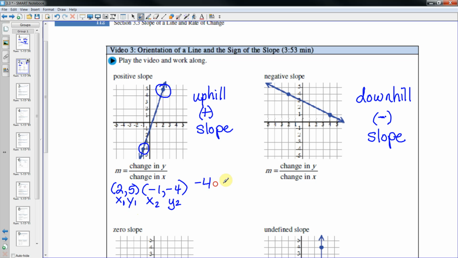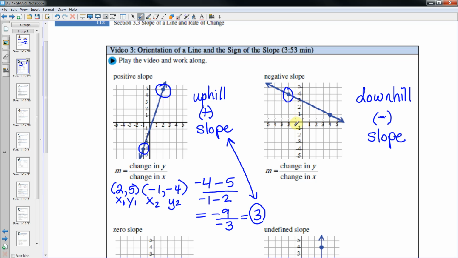And then let's go to our formula. y2, which is -4, minus y1, which is 5, over x2, which is -1, minus 2. So now we have negative 4 minus 5, that would be negative 9. Two negatives, add them and keep the negative. Negative 1 minus 2, add them and keep the negative, so negative 3. Negative 9 divided by negative 3 is a positive 3. And see, that is a positive slope. We end up with a positive slope. It goes uphill.